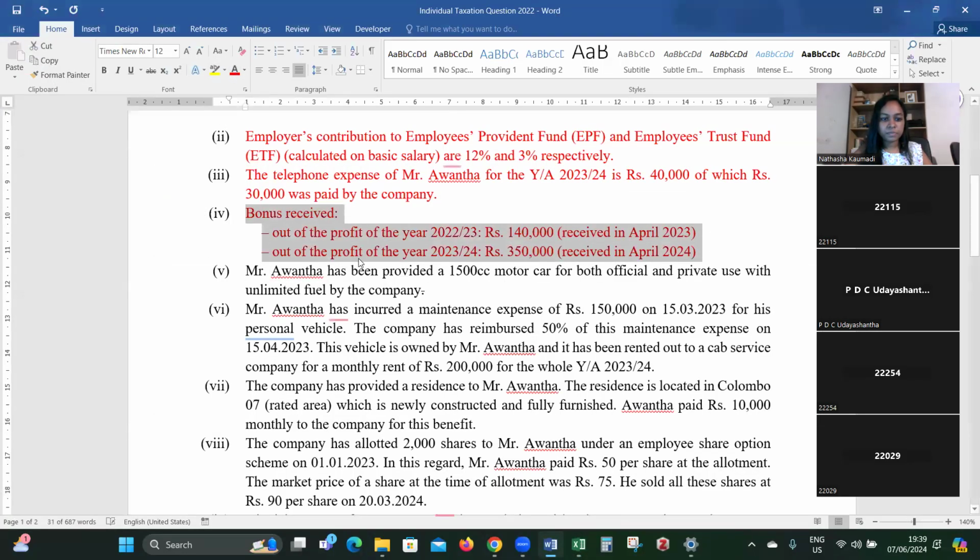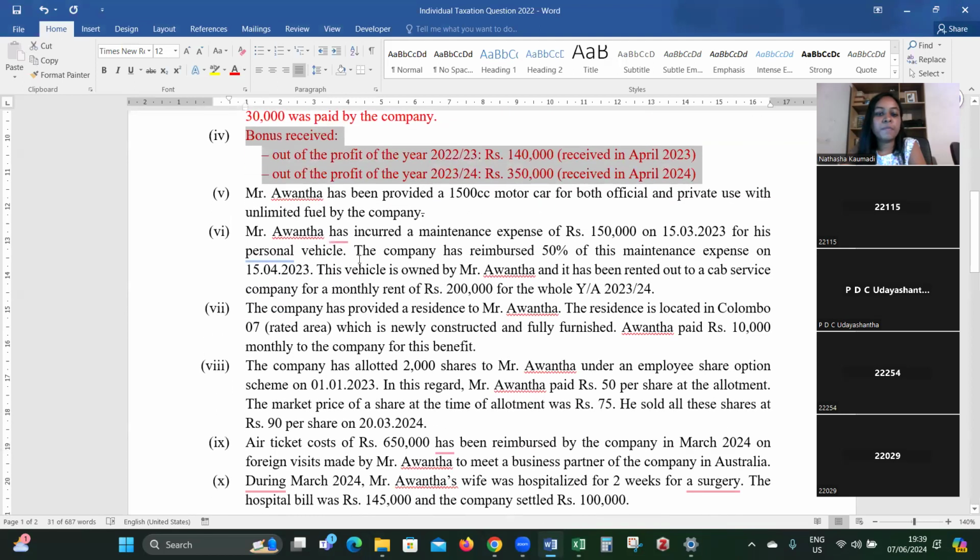Next one, Mr. Avanta has been provided a 1500cc motor car for both official and private use with unlimited fuel by the company. Now, can I have the answers? What is the vehicle benefit we have to consider? What is the vehicle benefit? Can I have answers?